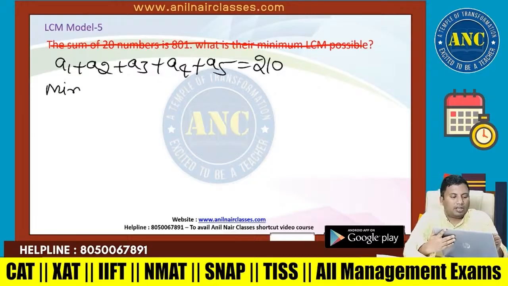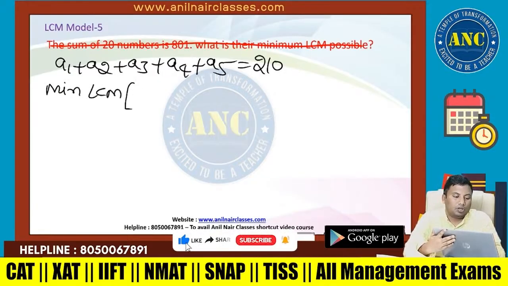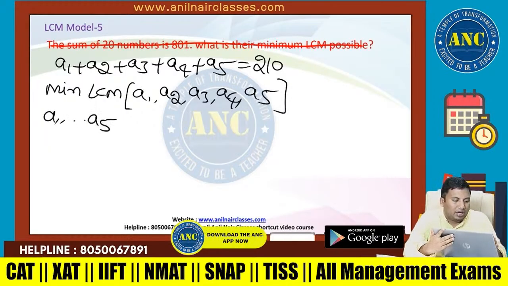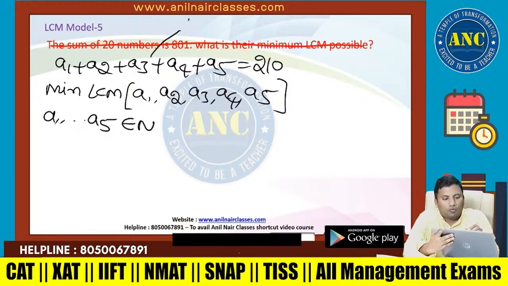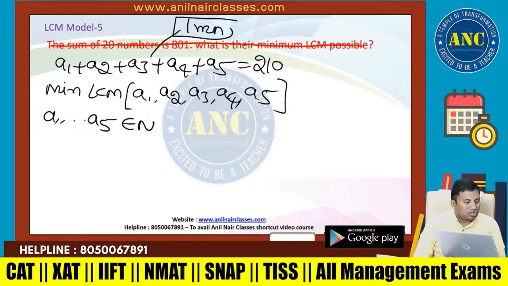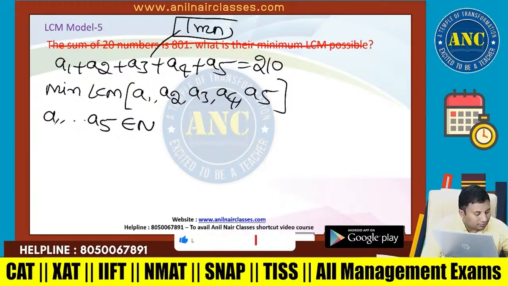Find the minimum LCM of A1, A2, A3, A4, A5. What are A1 to A5? They are natural numbers. One minute time. Please say your answer. I would like to see who will think logically and tell this answer. Please tell this answer.